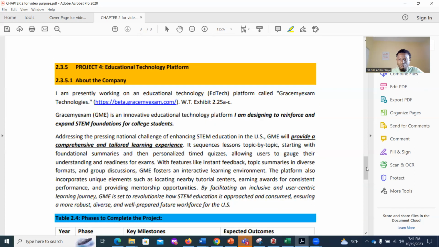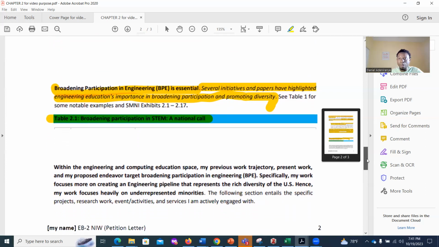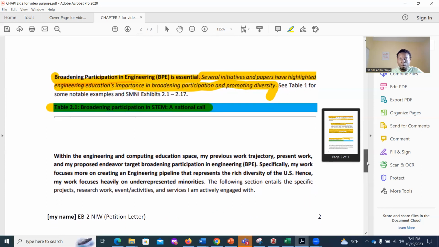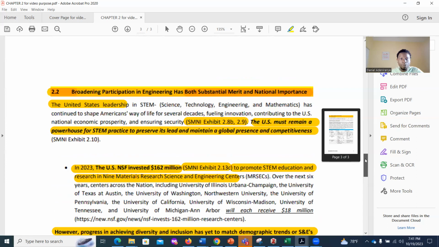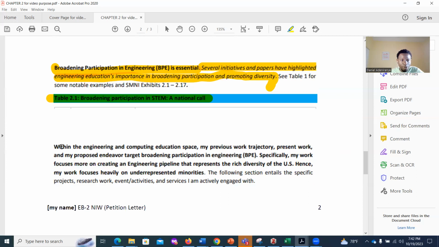I assume the person shows Table 2.1, Broadening Participation in STEM, a National Call. This table comprises a list of examples of several initiatives and by whom they've been done to make sure there is more participation of diverse students in engineering. As a summary here, the petitioner wrote, within the engineering and computing education space, again because that's the research area of this person, my previous work trajectory, present work, and my proposed endeavor target broadening participation in engineering.